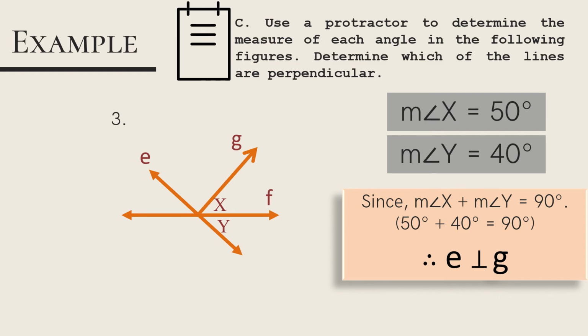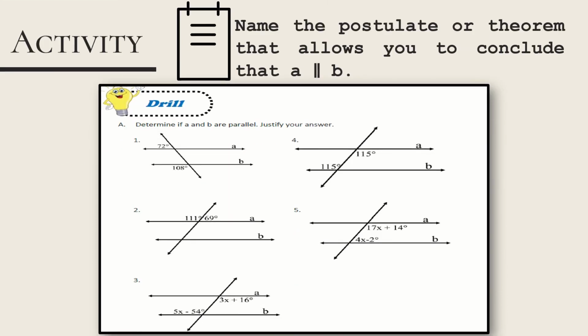I hope that you are now ready to answer the exercises given in this episode. Expectedly, the activities aim to intensify the application of the different concepts you have learned. For your activity, answer the following. Name the postulate or theorem that allows you to conclude that line A is parallel to line B. Write your answers on your notebook and then send it to your math teacher.